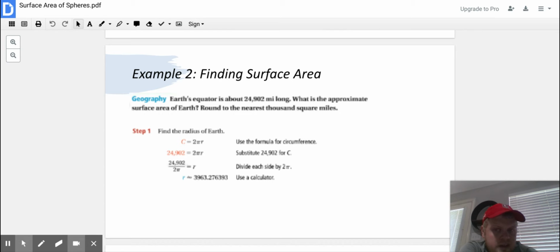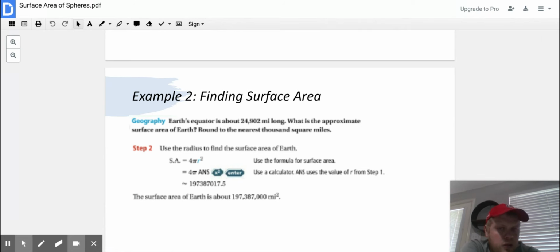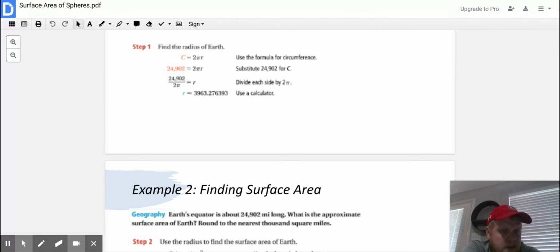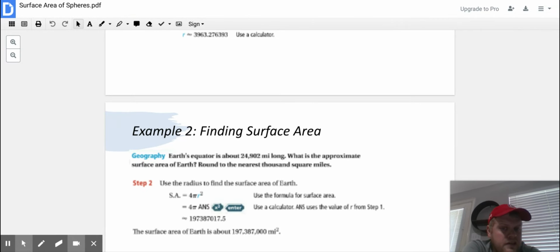Now that we have the radius here, now we can go and solve for the surface area of our Earth, which is a sphere. So in step 2 here, now that we have our radius, we're going to plug that into our formula. Remember, that formula is 4 pi r squared. There's our formula right there. Knowing what our radius is now, I'm just going to plug in my answer right there and square it and multiply it times 4.